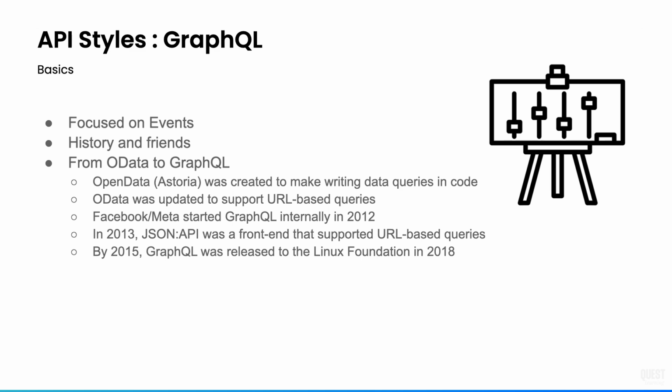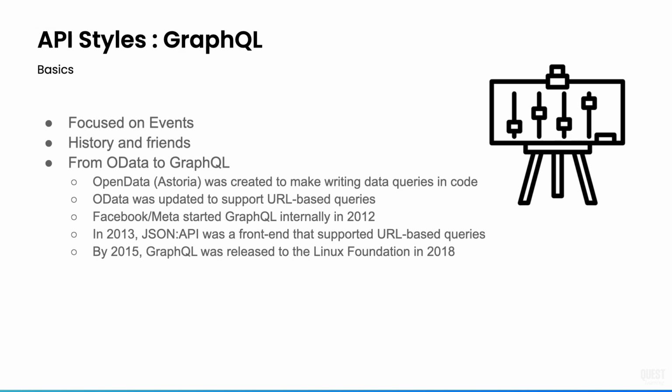Now we've gone from OData to GraphQL, basically. Open Data Astoria was created to make writing queries in code. So whether you were coding in C# or VB or whatever, you could also code in Astoria. So OData was updated to support URL-based queries pretty early on, so we could start doing it over the internet, just not writing it in source code. Facebook picked up on this idea right away. GraphQL internally started working in 2012, JSON API in 2013, and 2015 is when Facebook Meta releases GraphQL.